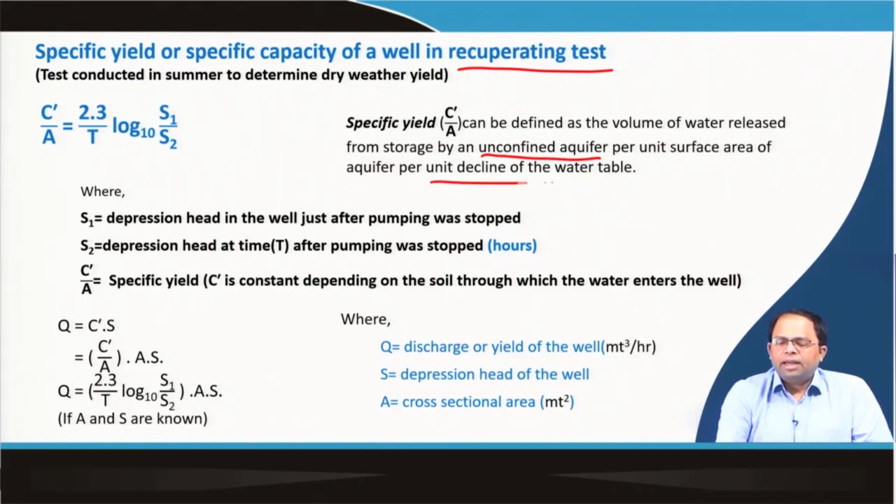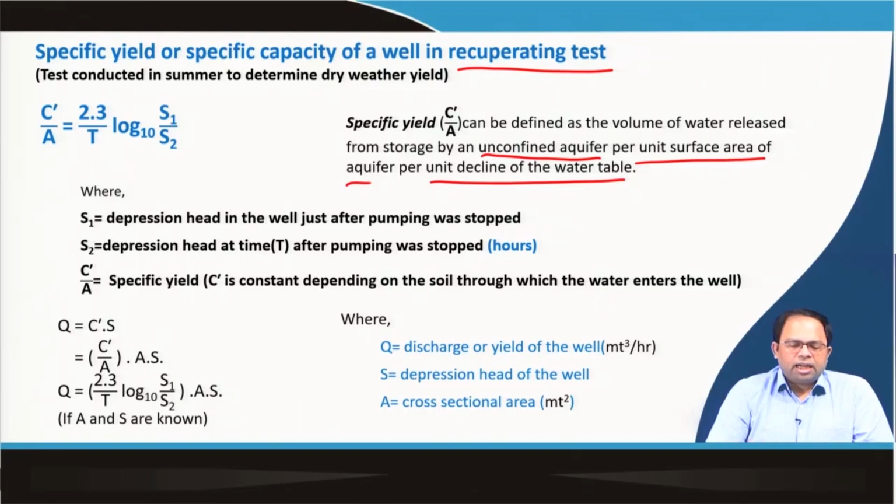So per unit decline of water table, that is the hydraulic gradient you can say, and per unit surface area of the aquifer. That means if you make a hole in the aquifer, from per unit area of the aquifer, this is the amount of water that will come out for per unit decline in water table. So per unit of hydraulic gradient, right. So this is what specific yield is.